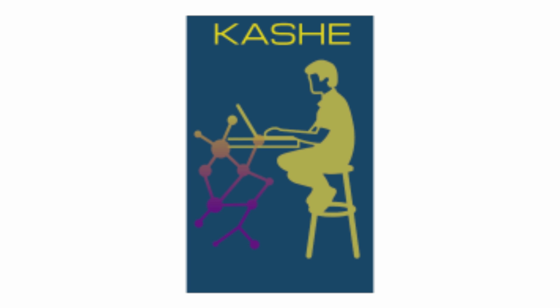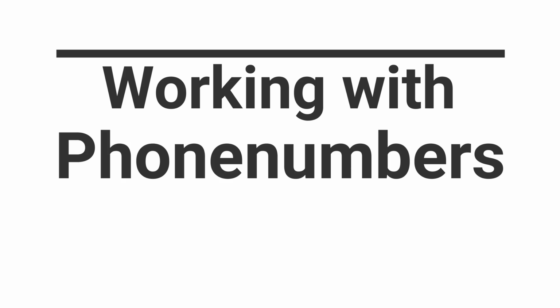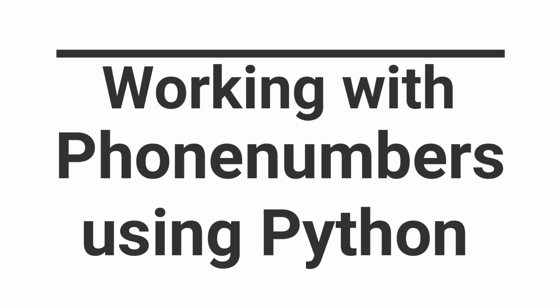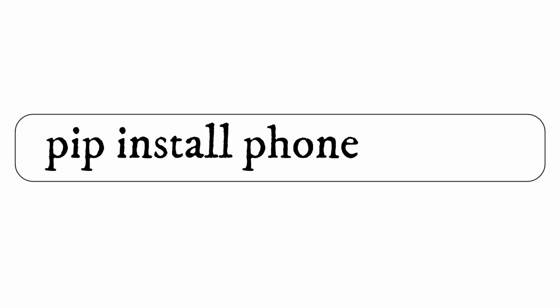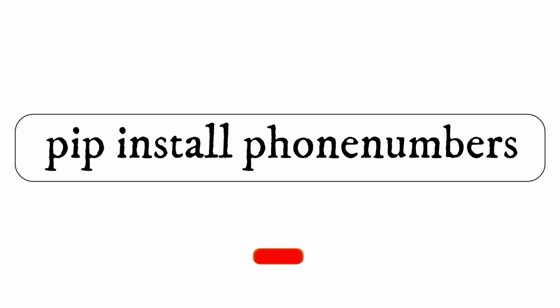Today in this video I will show you how you can work with phone numbers using Python. For that I am going to use a library called phonenumbers. This phonenumbers library has various functions to extract information about phone numbers, and also functions to validate phone numbers. To install this library, use pip install phonenumbers in the command prompt.